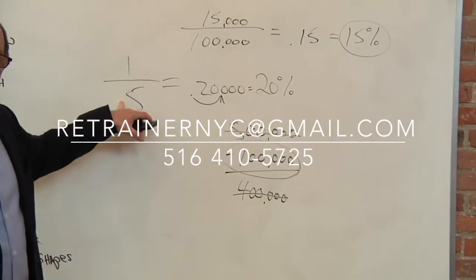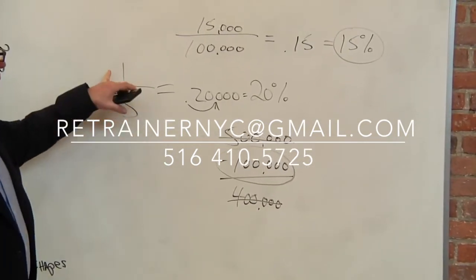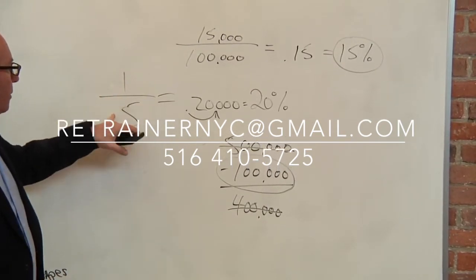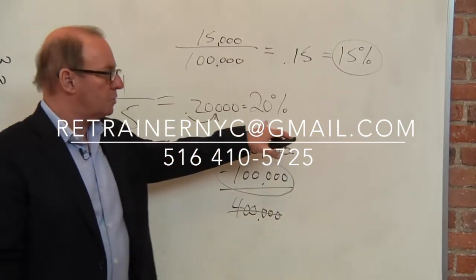Money made out of pocket goes on the bottom. That's our denominator. Money earned in the transaction goes on top. That is our numerator. 1 divided by 5 is 0.20, which is 20%.